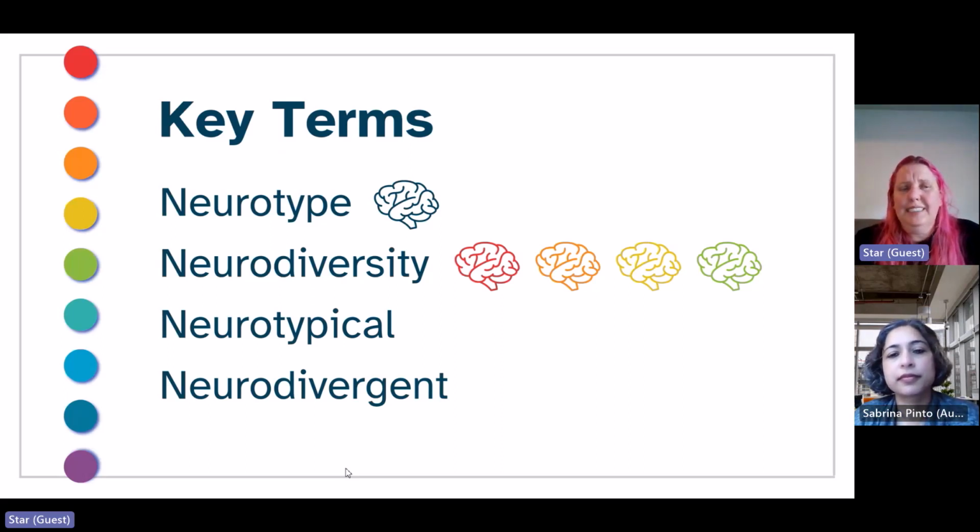A neurotype is basically a type of brain wiring, for lack of a technical term. When we say neurodiversity, we just mean that there's a lot of different types, different neurotypes. When we say neurotypical, we refer to people whose brain works the way the majority of brains work, and in the ways in which our society is designed to accommodate. Neurodivergent means people who aren't neurotypical.